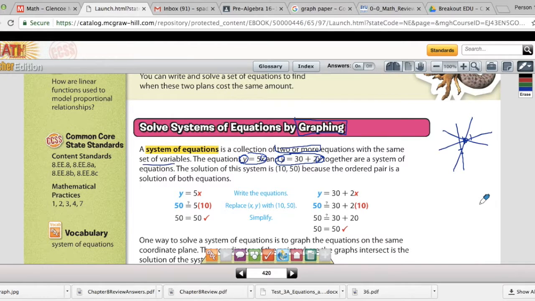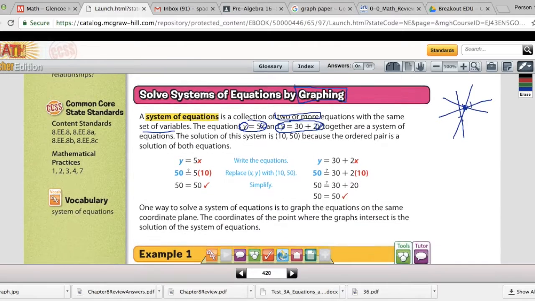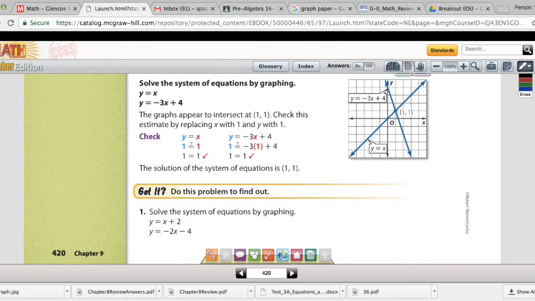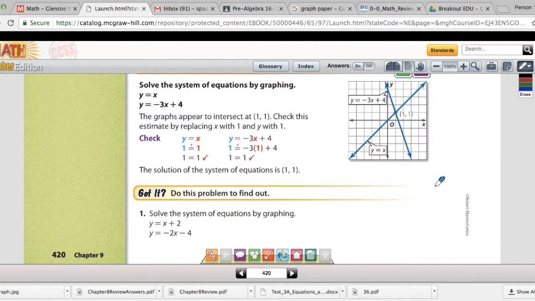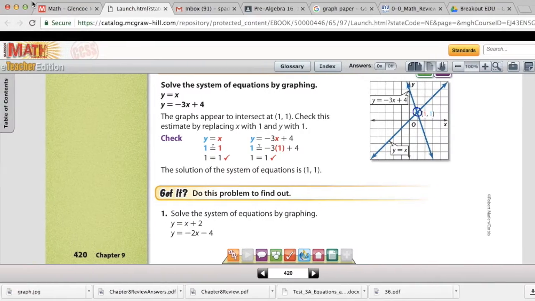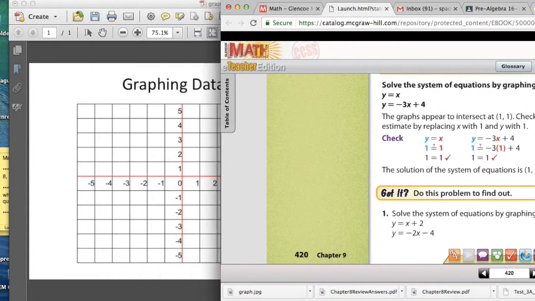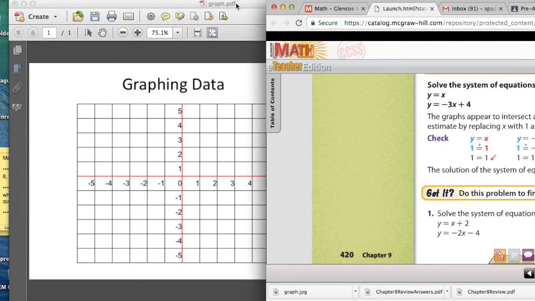Of course, your worksheet has all of the graphs on them for you to graph. So in example 1, it says to solve the system of equations by graphing. You're going to graph both equations on the same coordinate plane, and then you're going to find the point where they cross. So for example 1 here at the bottom, we're going to graph y equals x plus 2 and y equals negative 2x minus 4.